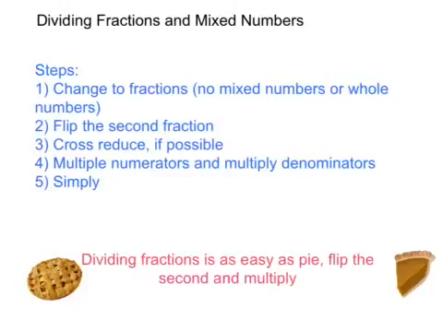Here's the one thing that's different. The one part that is different is step number 2. Step number 2 says to flip the second fraction. This is the only thing that is different than multiplying. Once you've flipped the second fraction, we're going to cross reduce just like we did before. We're going to multiply the numerators and multiply the denominators, and then simplify at the end if we can.